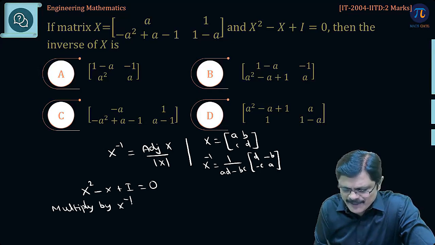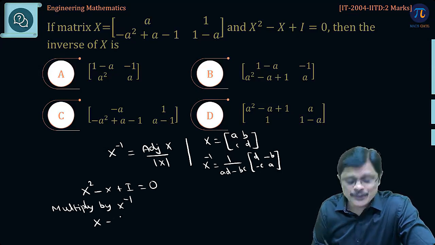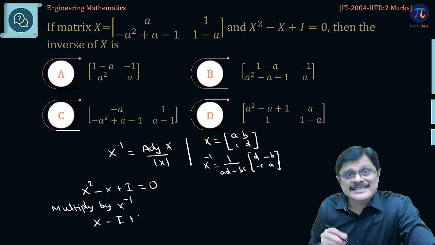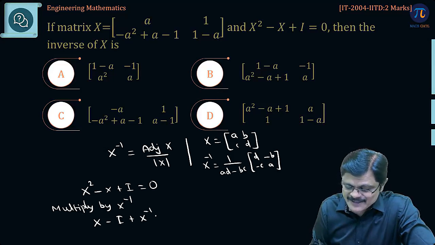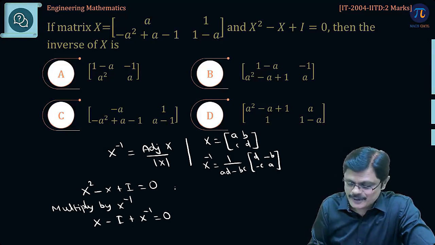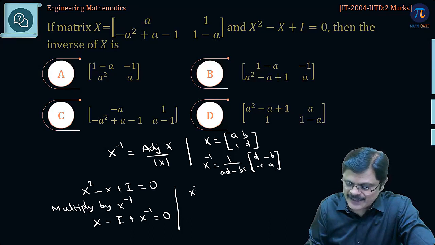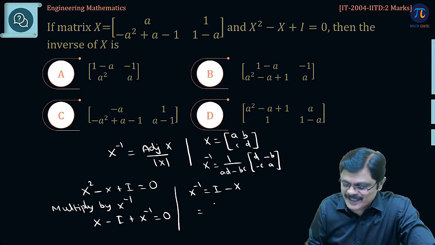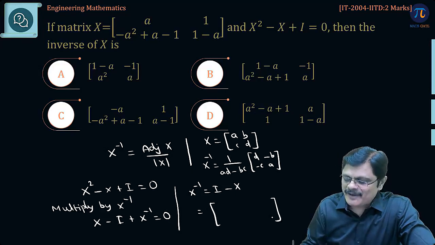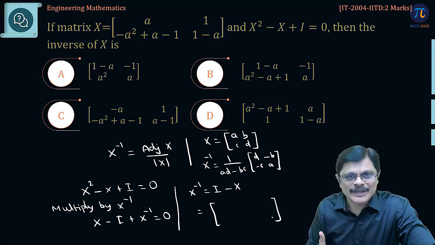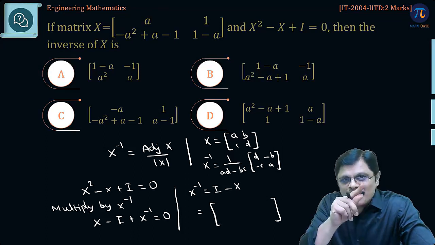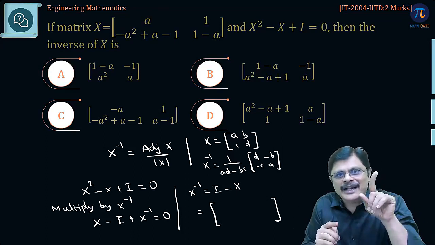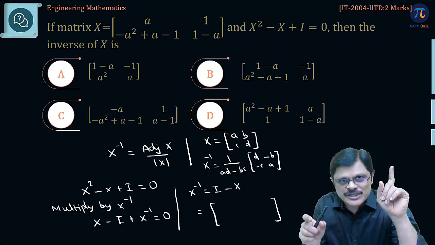When you multiply by x inverse, x inverse into x square is x inverse into x, which is identity, and x inverse into identity is x inverse, which is equal to 0. So from this, x inverse will be I minus x. So that is the answer. I minus x means, my dear friends, I is 1 0 0 1. That is, for the main diagonal elements we have to write 1 minus the elements of the original matrix.